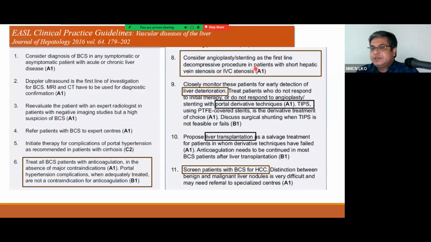And if the patient deteriorates or is not managed with angioplasty or stenting, they should go for portal decompressive procedures in the form of TIPS and DIPS. Even if the patient fails on TIPS or DIPS, then the patient should go for liver transplantation as the salvage option. However, patients who present with fulminant course should go straight for liver transplantation. These patients should also be followed up and screened for development of HCC.